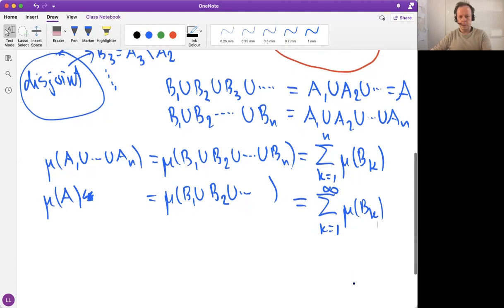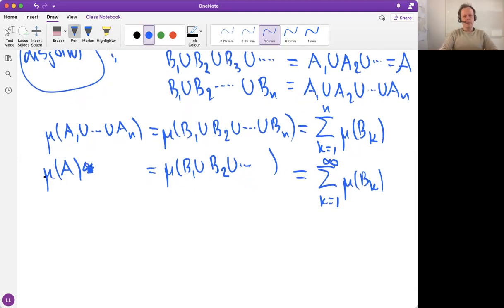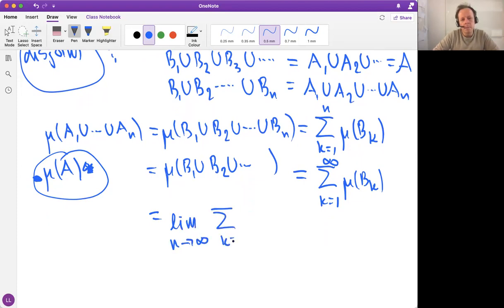So if you look at this, what is mu of A? We know it's the sum from k equals 1 to infinity of mu of Bk. And think, what is the sum from 1 to infinity actually? How do we define an infinite sum? We define it as the limit when n goes to infinity of the sum from k equals 1 to n of mu of Bk. We sum up to n, and then we sum one more, and we sum up to infinity. So that's the limit of these sums up to n.